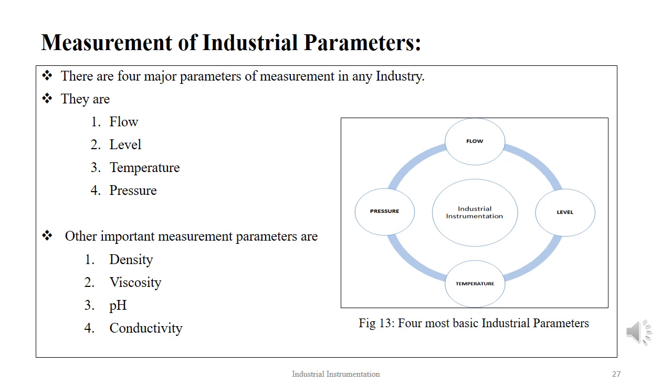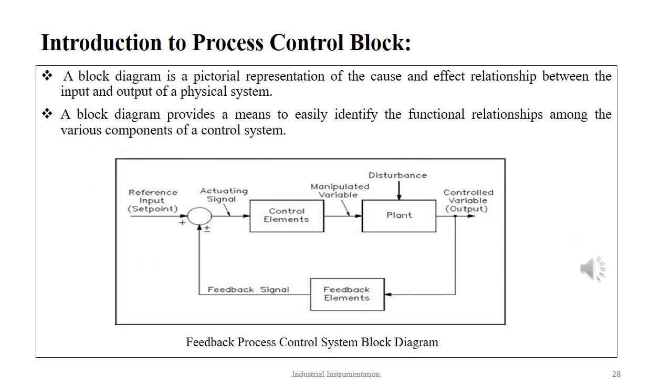There are several factors which are measured as part of industrial instrumentation. The four major parameters are flow, level, temperature, and pressure. Other important factors are density, viscosity, pH, and conductivity.